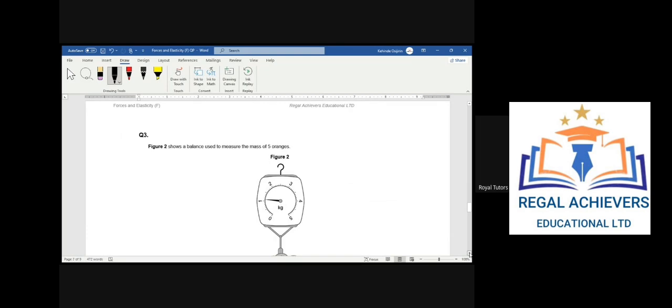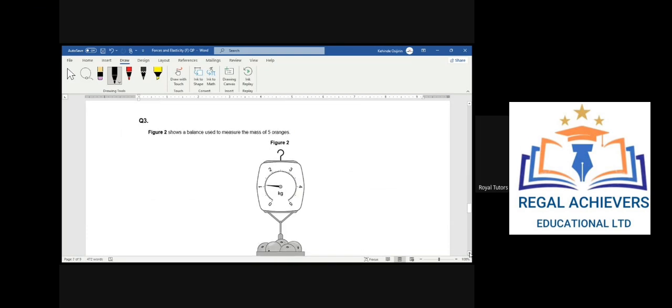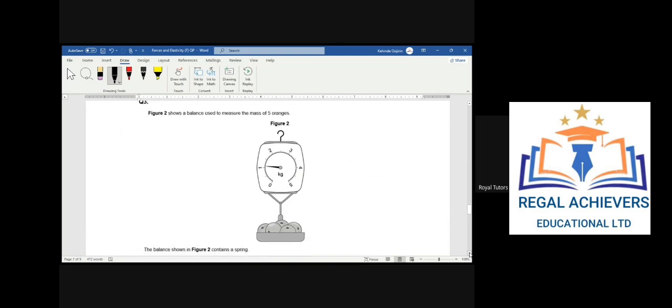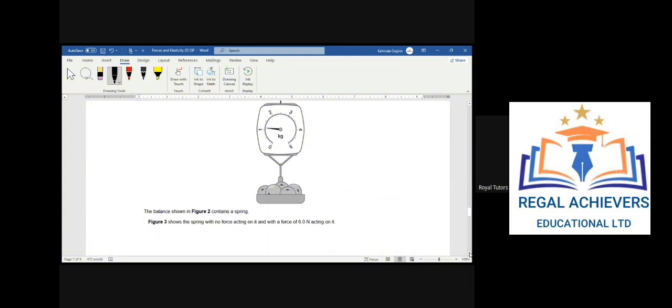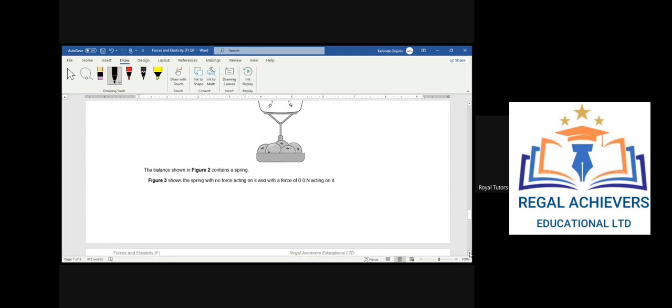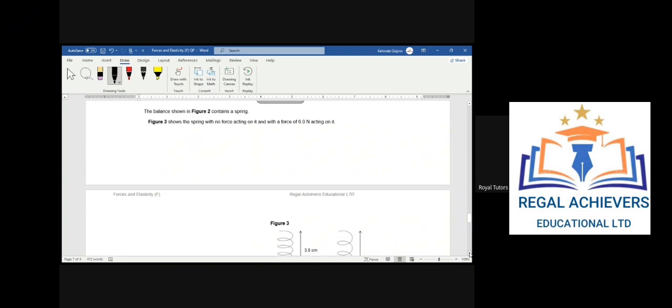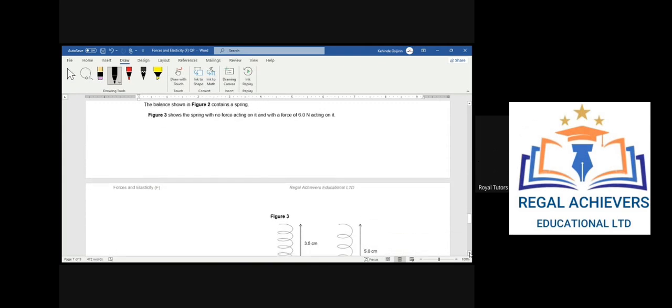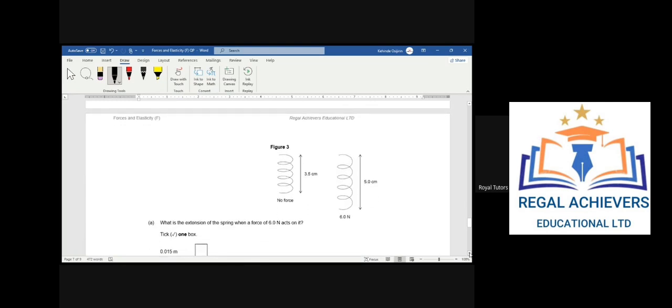They say, question 3, figure 2 shows a balance used to measure the mass of 5 oranges. The balance shown in figure 2 contains a spring. Figure 3 shows the spring with no force acting on it and with a force of 6.0 Newton acting on it. Take a look at it. You can see it right there. There's one that no force is acting on it, and there's one that a force of 6.0 Newton is acting on. They say, what is the extension of the spring when a force of 6.0 Newton acts on it?